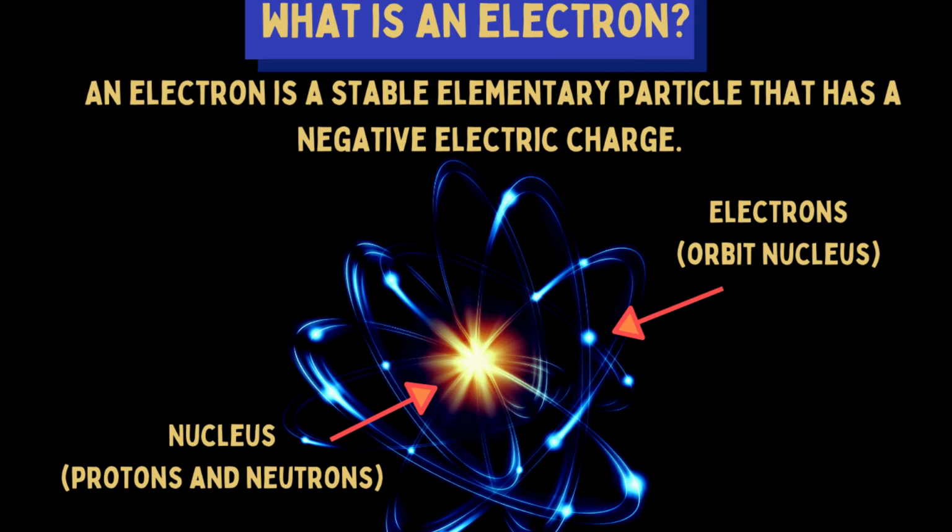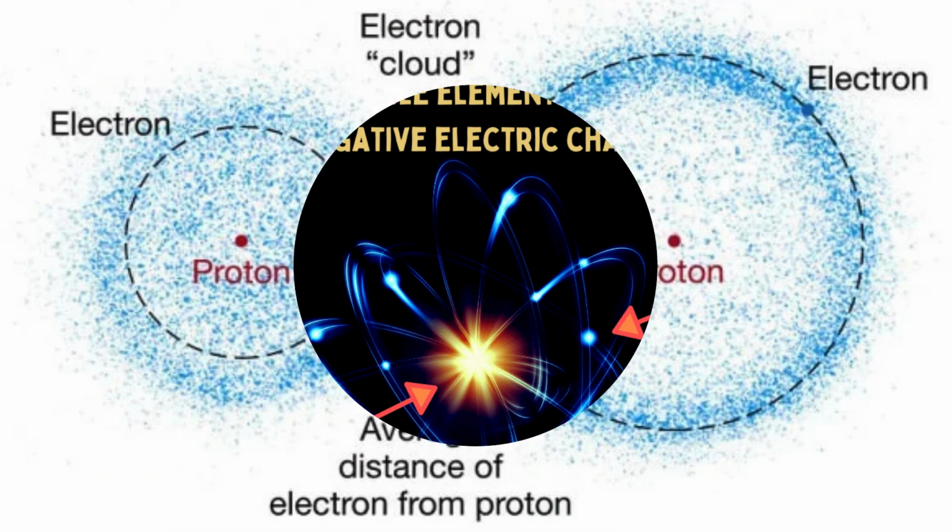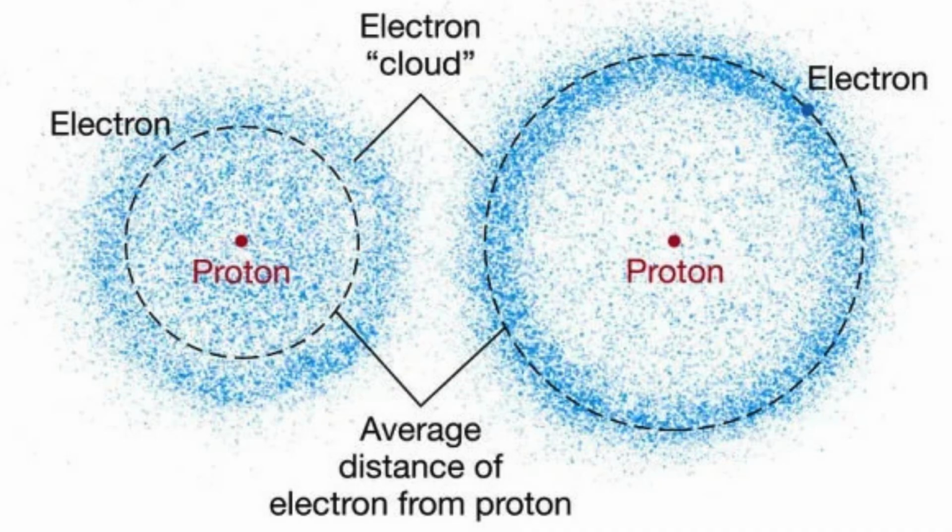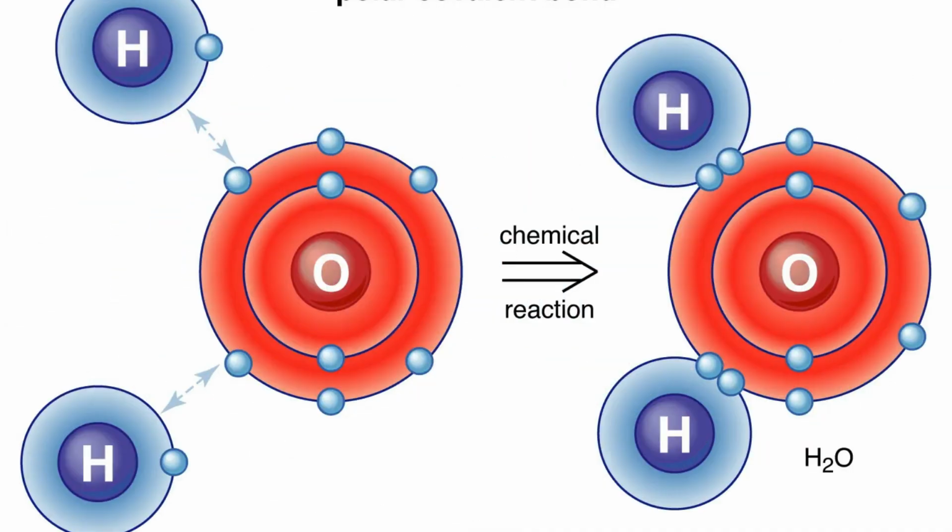3. Electron. Charge: negative, minus. Location: moves in the electron cloud around the nucleus. Role: responsible for chemical reactions and bonding with other atoms.